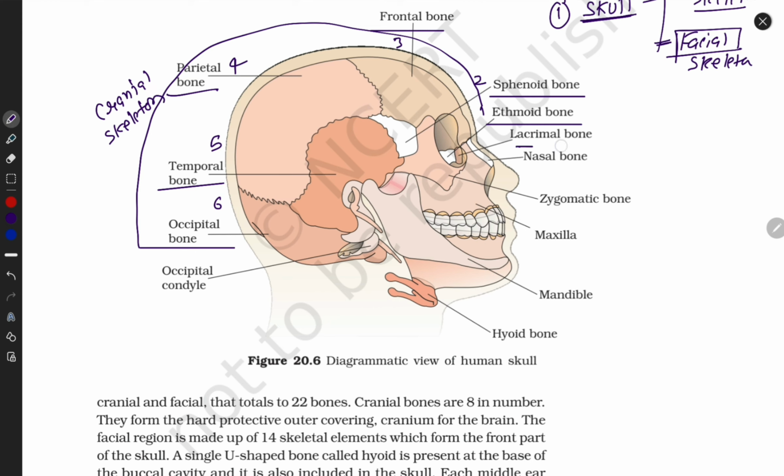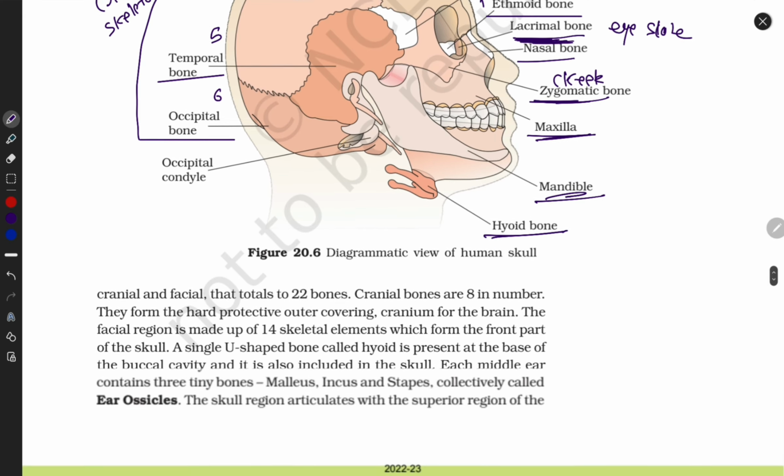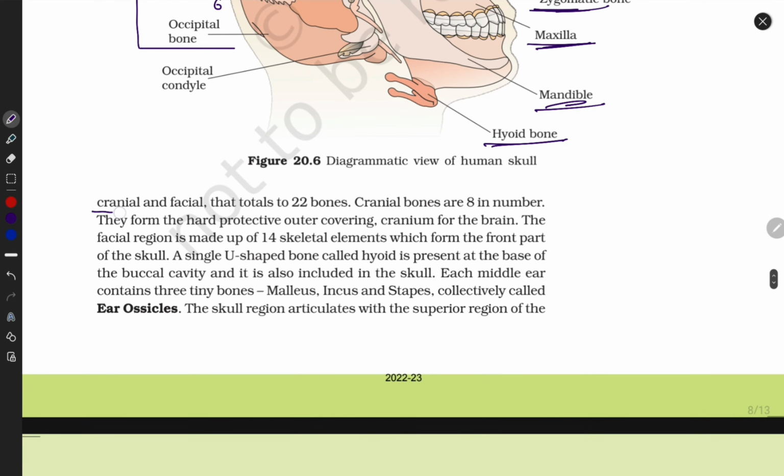Alright, and these are the lacrimal bone, nasal bone, zygomatic bone, maxilla, mandible and hyoid. The zygomatic is the cheekbone. They are present around the eye sockets. The maxilla and mandible are the jaws, and the hyoid is below the chin. Cranial and facial bones together total 22 bones.